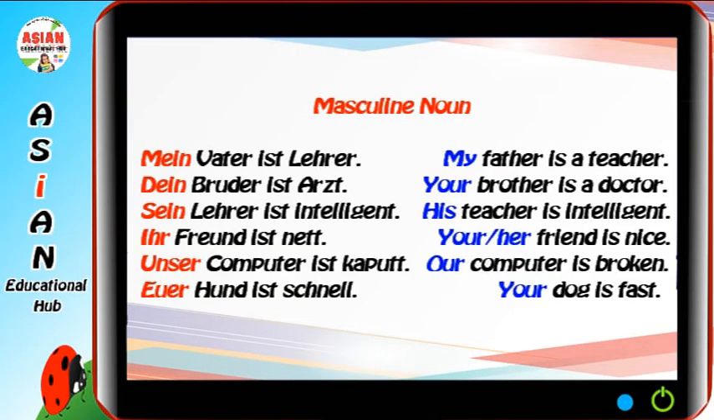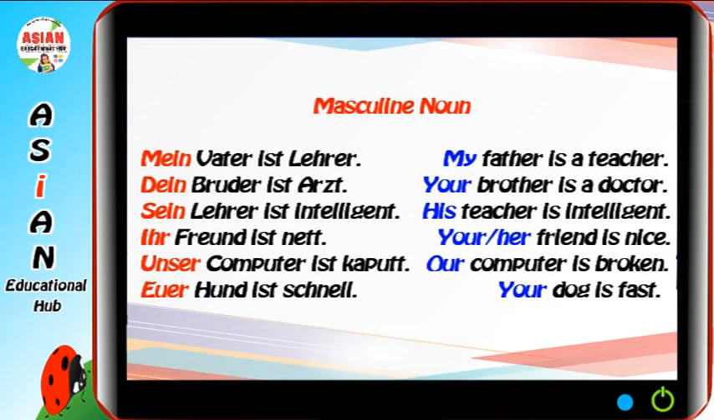Let us see some examples here. Mein Vater ist Lehrer. Mein Vater because Vater is masculine. So for a masculine noun we have to use mein. My father is a teacher. Dein Bruder ist Arzt. Your brother is a doctor. Sein Lehrer ist intelligent. His teacher is intelligent. Ihr Freund ist nett. Your or her friend is nice.